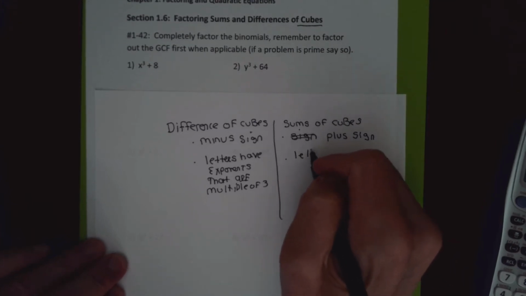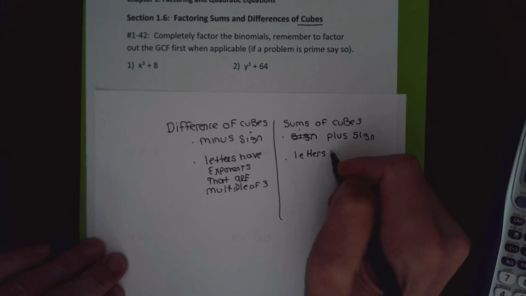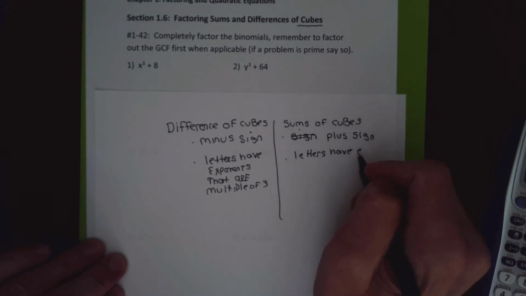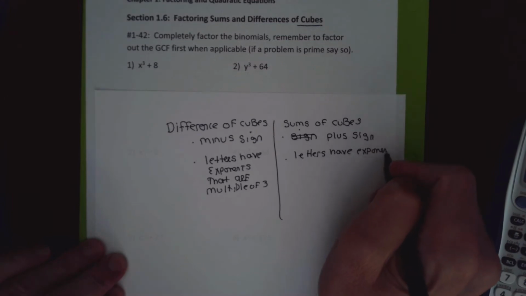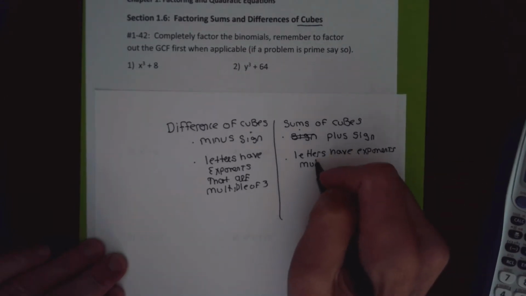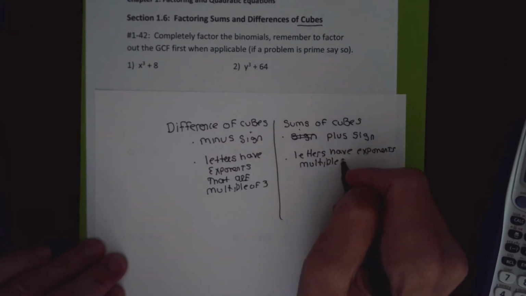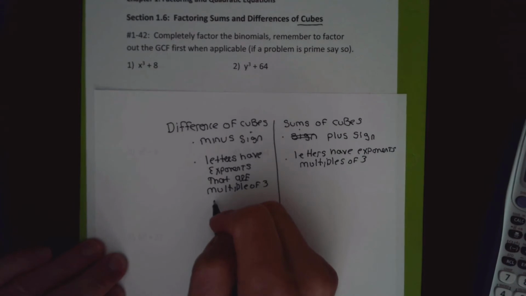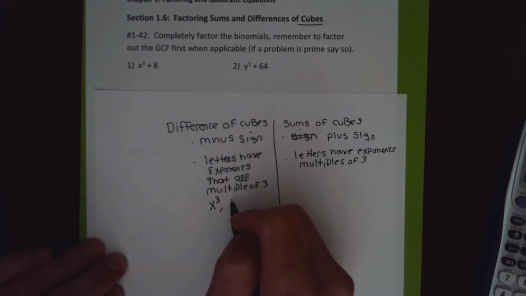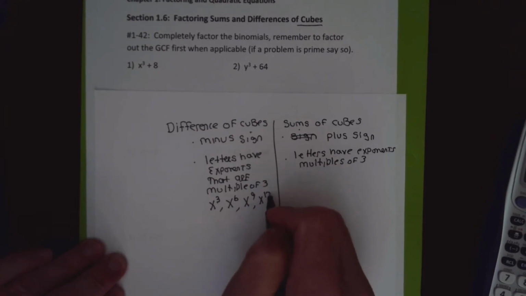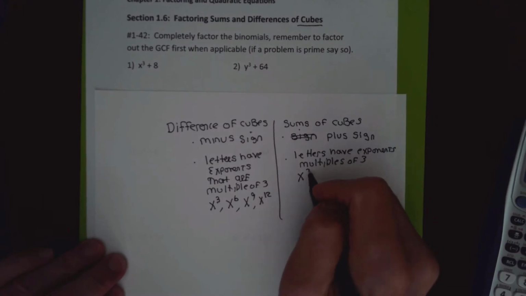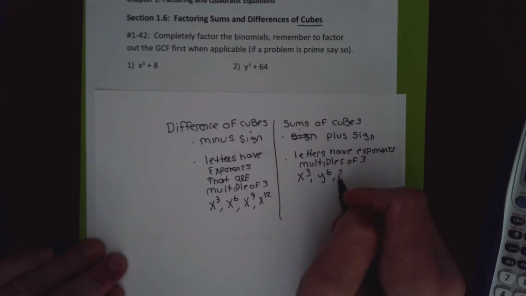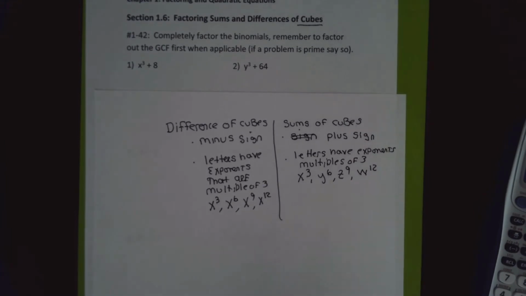Similarly, in sums of cubes, the letters have exponents that are multiples of 3. So I might see an x cubed, because 3 is a multiple of 3, an x to the 6th, an x to the 9th, and an x to the 12th, in either one of these. And it doesn't have to be x's, it could be y's or z's or w's. As long as the exponent is a multiple of 3, it has the possibility of being a cube problem.